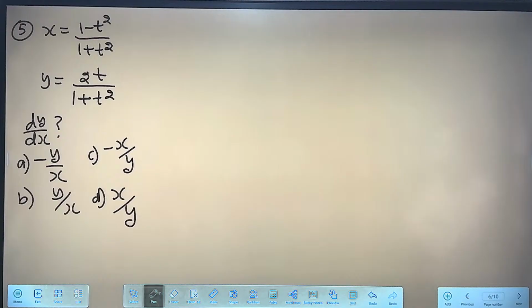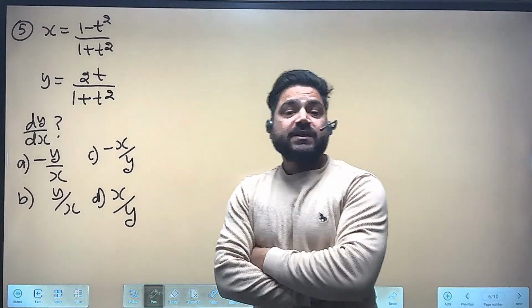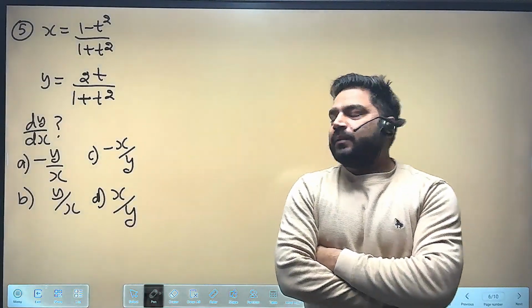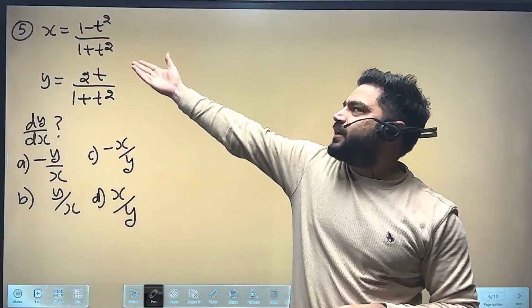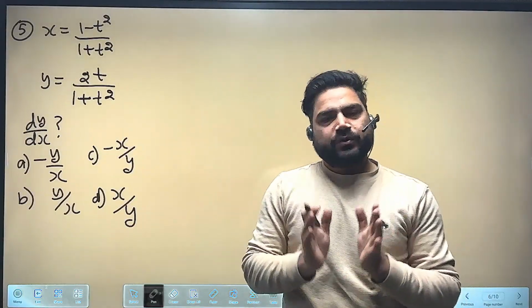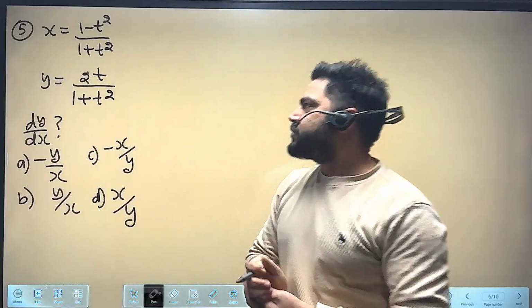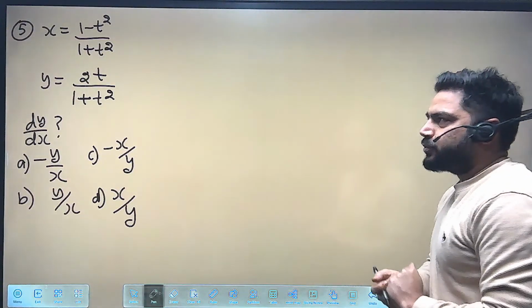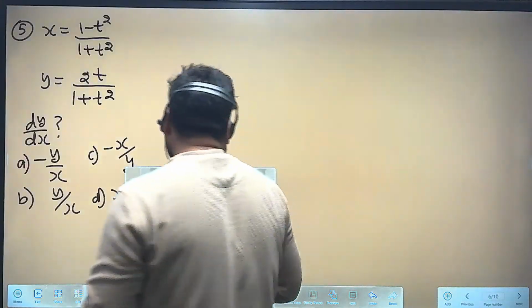See, this is a very important question. If you apply the basic formula, what is the basic formula? You will find dx by dt, you will find dy by dt, then divide them. See, that is also a good approach. But for this question, I'll tell you one smart approach, how to solve this question smartly.